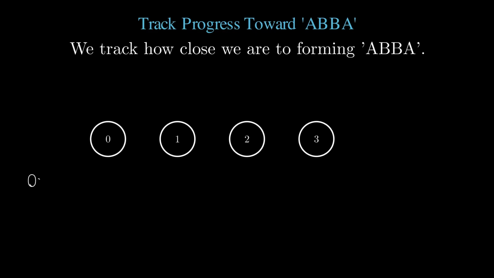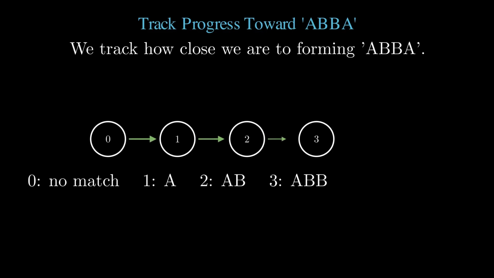First, let's think about tracking how close a word is to forming ABBA. We define 4 states. State 0 means no letters of ABBA have been matched so far. That means the letter at the end is just a B. State 1 means we matched an A at the end. State 2 means we have an AB. And state 3 means ABB.